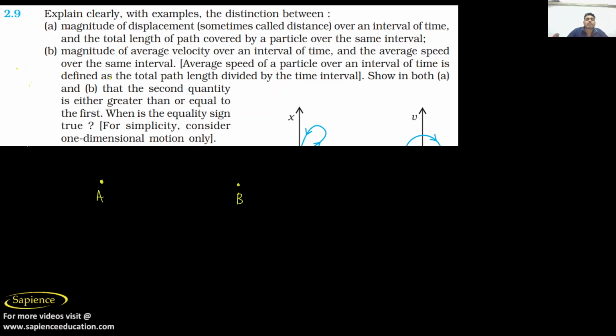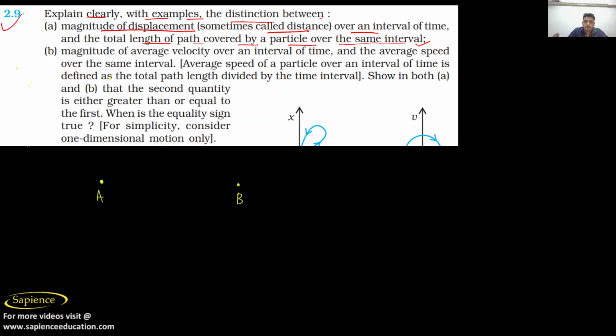So today I am going to start question number 2.9, NCERT motion in a straight line questions. Let us understand what the question is saying. Explain clearly with an example the distinction between the magnitude of the displacement, sometimes called distance, over an interval of time, and the total length of the path covered by the particle over the same interval. So this thing we need to explain. Let us try to explain it.